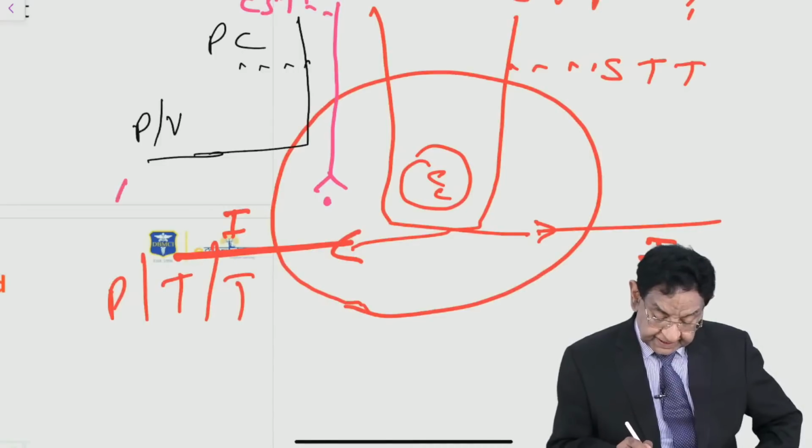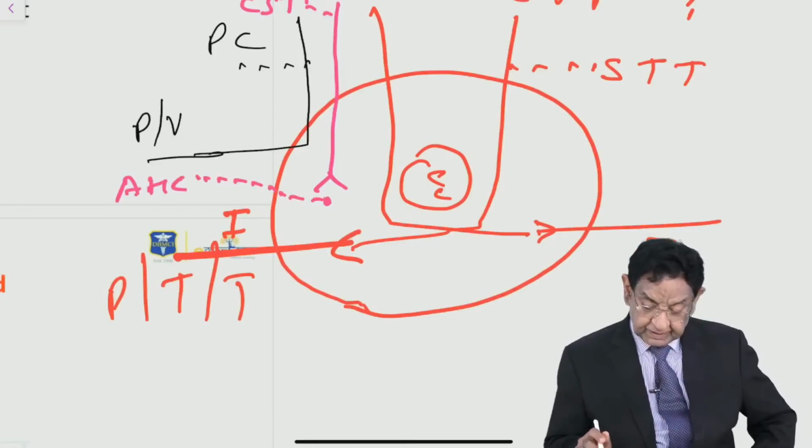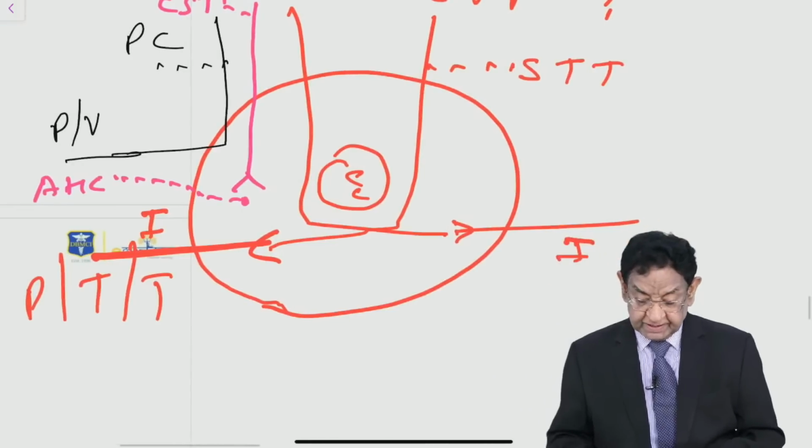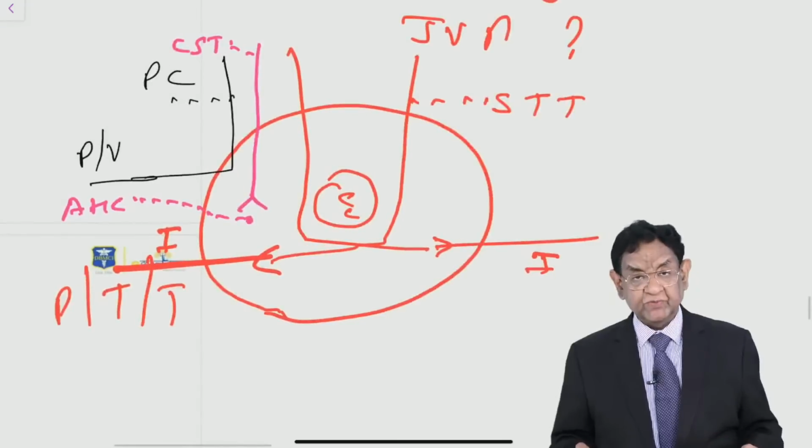And they relay in the anterior horn cell. I'm just drawing the diagram of the spinal cord, not in detail, but this diagram is worth $1 million.